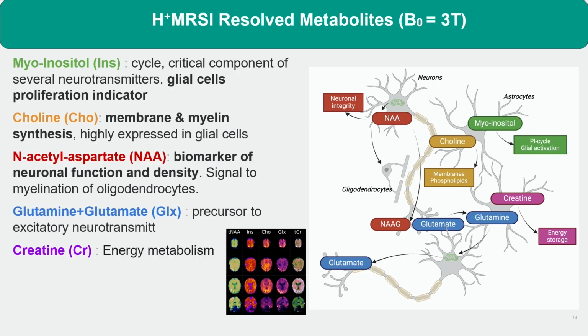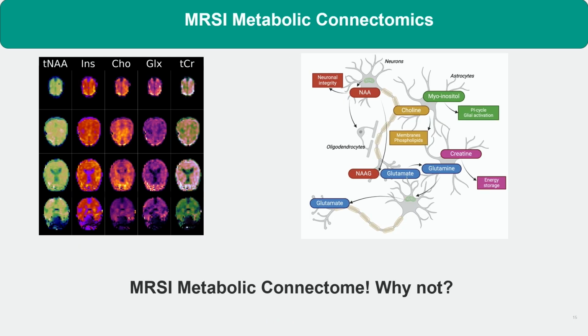And the best way to do it, having at our disposal these MRSI whole brain maps, is that we could simply construct a macroscopic level metabolic connectome that would capture this interaction between these metabolites.